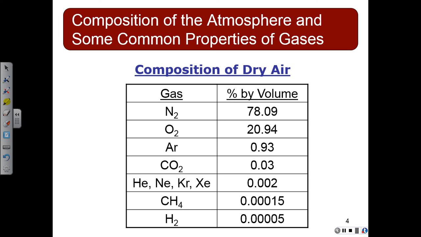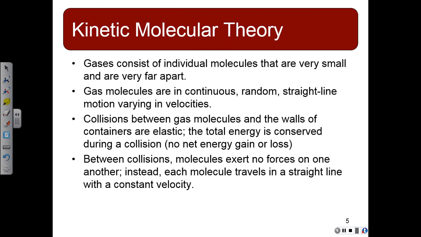So you can look through here, here's CO2. Okay, it's a very small percent. Okay, you might be surprised by that. Hydrogen, look, it's only 0.00005% of the atmosphere. This is on your sheet.